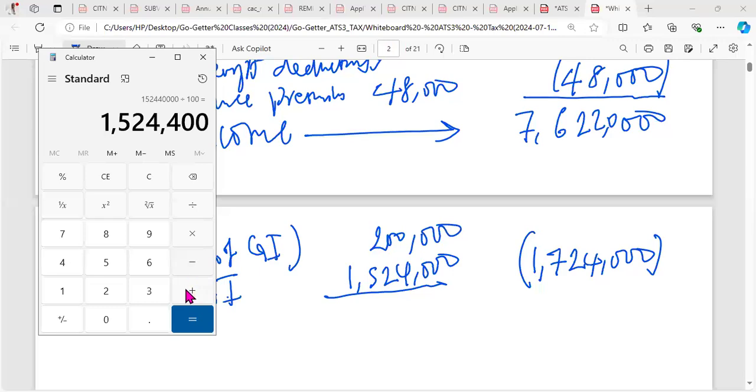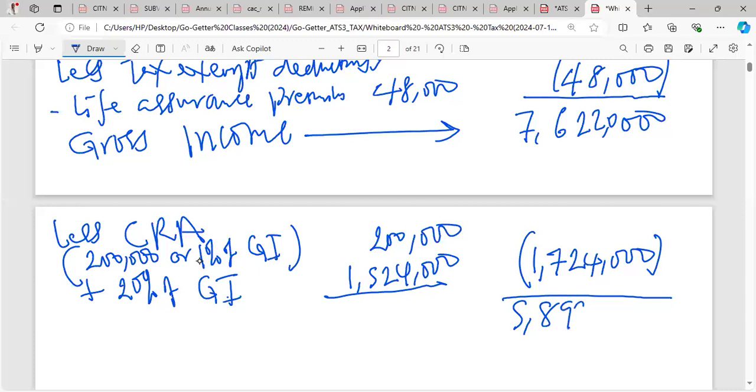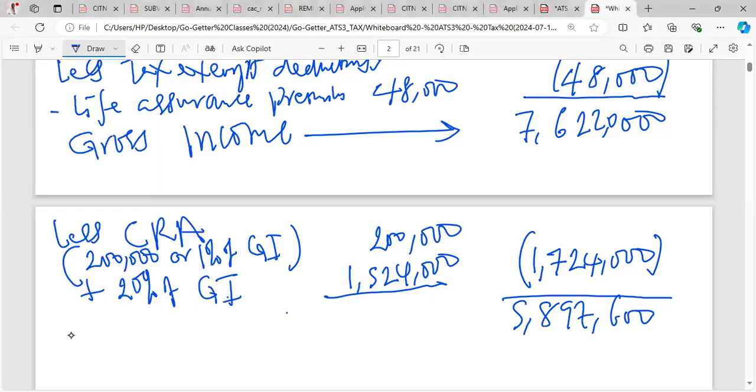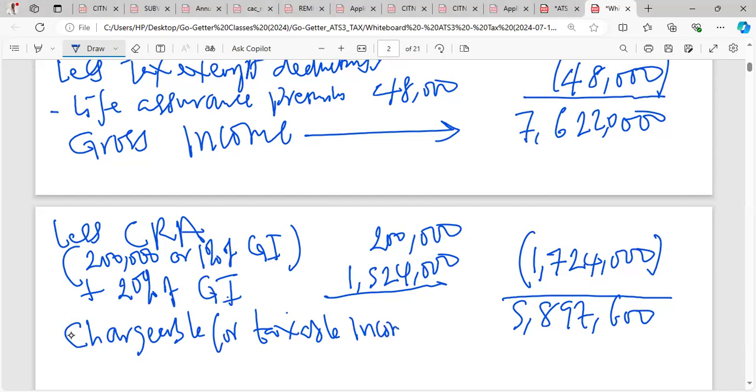So if I add 200 to it, this is 1,724,000. Now if I were to remove it from 7,622,000, I'll be having 5,897,600. Now we call this chargeable income, or taxable income. Now this is what goes for tax.